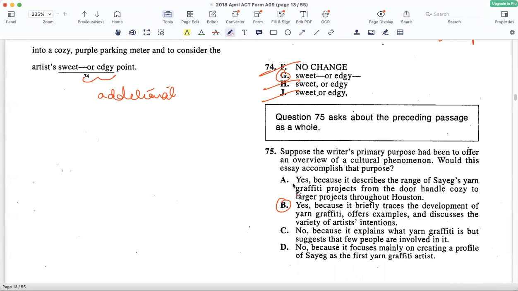So A is not right because that's not the focus. We go beyond Sayag, so that's not right. So the idea that few people are involved in it doesn't really matter because it's a phenomenon, it's a cultural thing. So people who are interested take it up. So C is not a relevant reason. And D is incorrect because it goes beyond creating a profile of Sayag, right? It definitely looks at other aspects. So B.